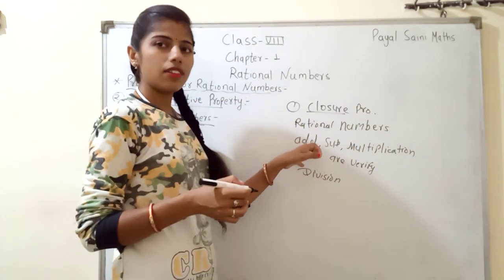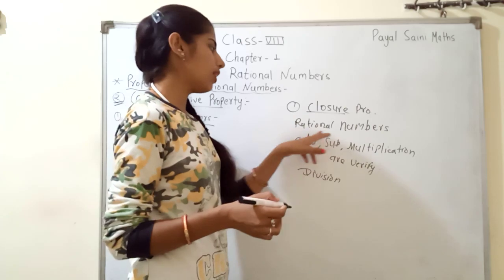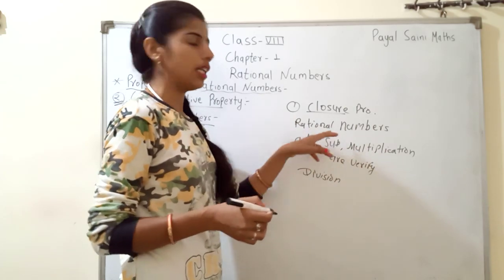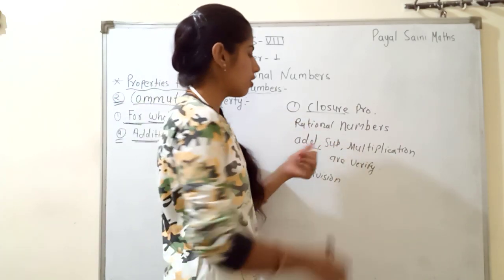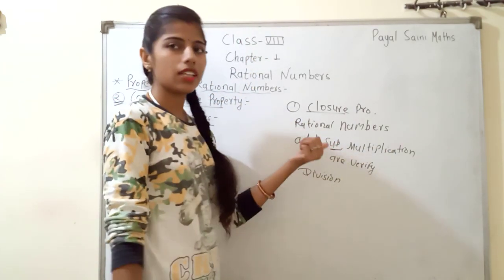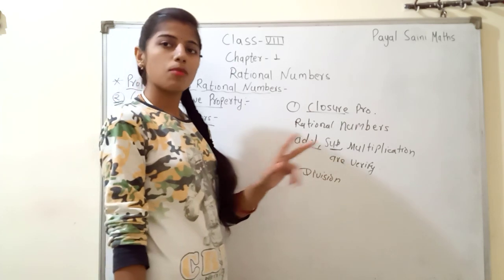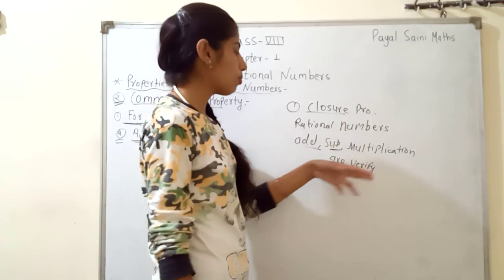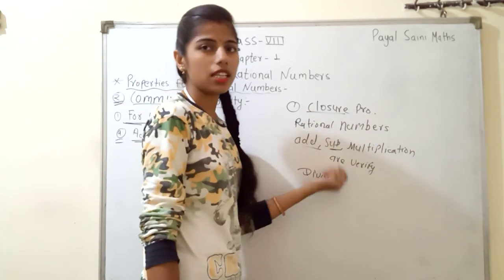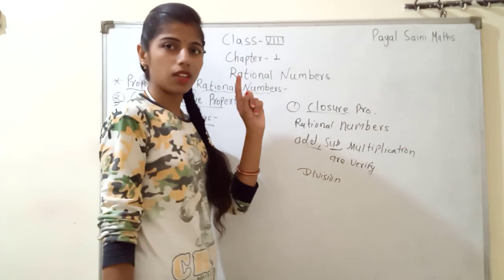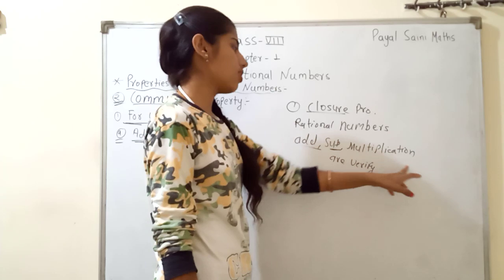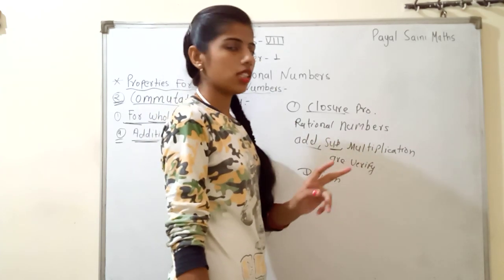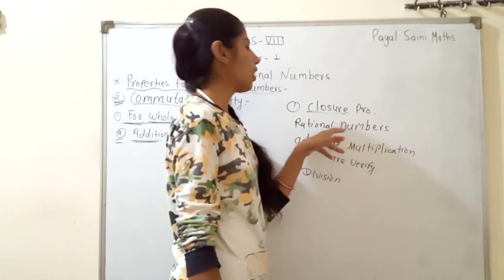In addition, when we add two rational numbers, then the answer should be a rational number, then we can say it's verified. In subtraction, when we subtract two rational numbers, the answer should be a rational number. And in multiplication, as we checked in our last video, multiplication of two rational numbers gives a rational number.